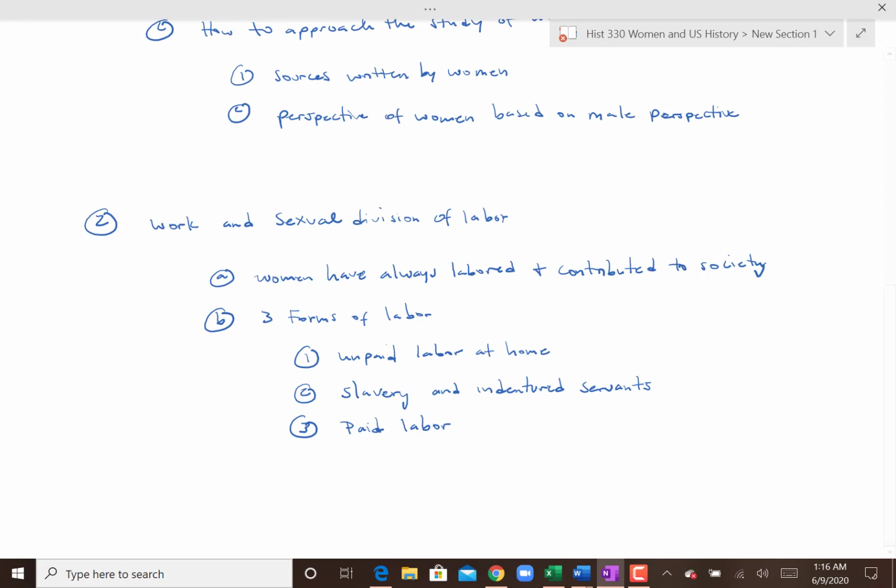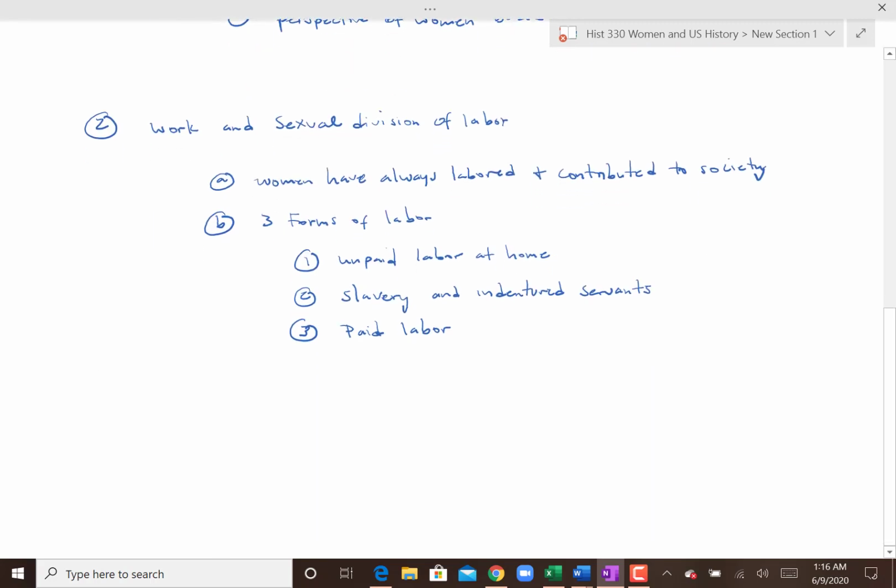That's not labor, and it very much is. And so we're going to be looking at how these different definitions of labor played a role in that. The other way we're going to be looking at it is the sexual division of labor, which is that second part of the title.